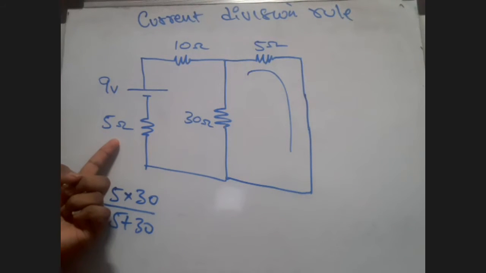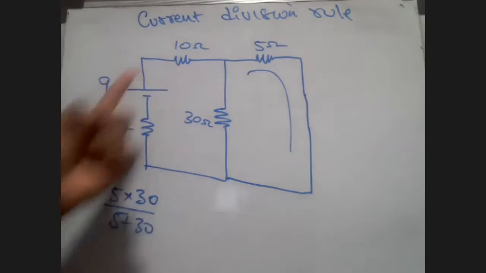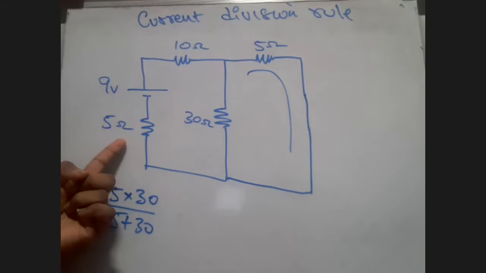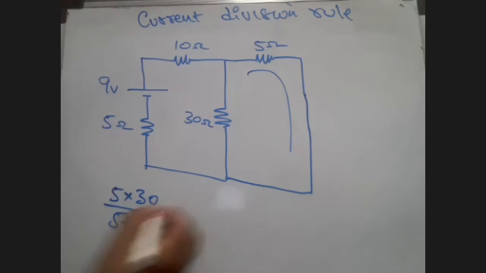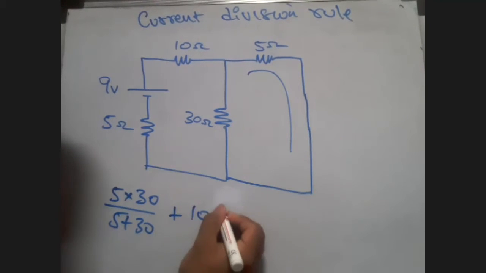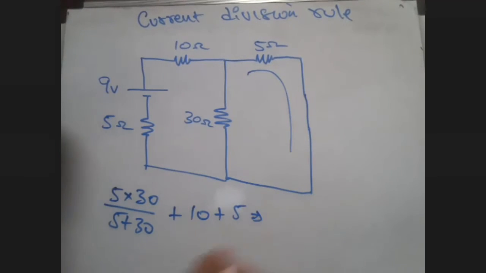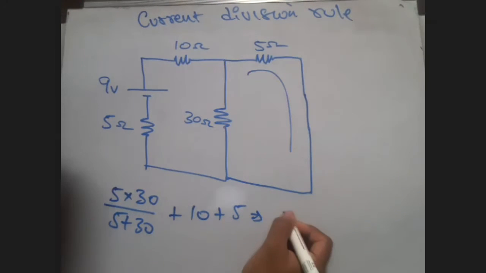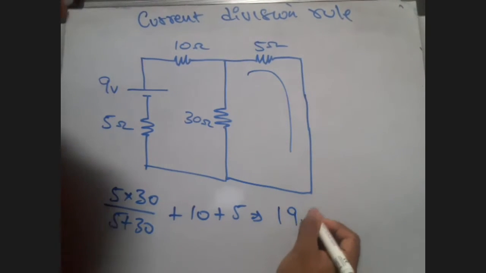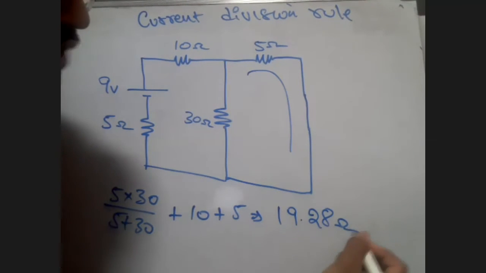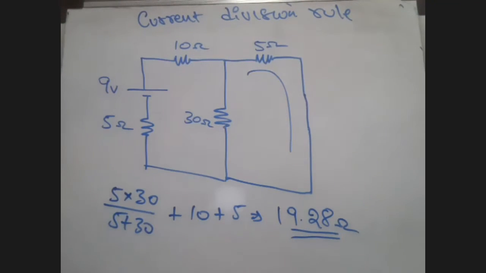Yes or no? Can you all agree with me? It will be in series with 10 ohms and 5 ohms, so just add it. Plus 10 and plus 5. How much are you getting? Previously, how much did we get in the morning lecture? We got 19.28 ohms. This is what we got.